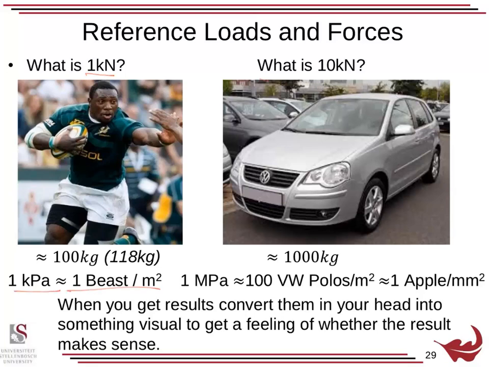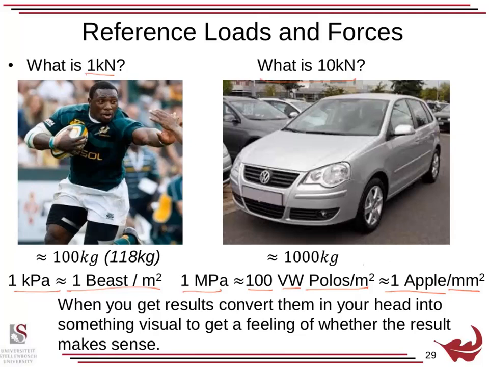What is 10 kilonewtons? It's a car. 1,000 kilograms is about a VW Polo, and so 1 MPa is 100 VW Polos per square meter. So to get to 1 MPa, you have to stack 100 VW Polos on top of each other, and all of that load rests on a 1 by 1 meter square area. Or it's 1 apple per millimeter squared.